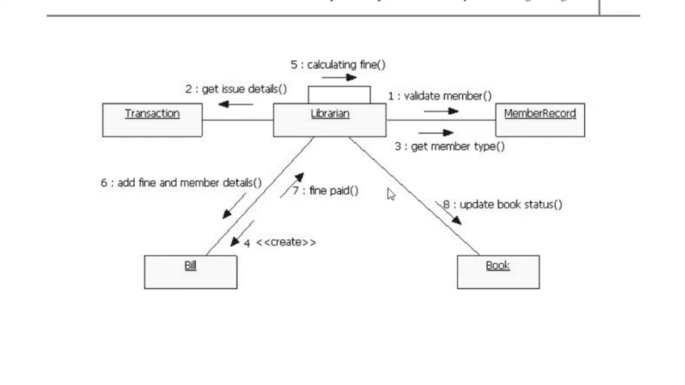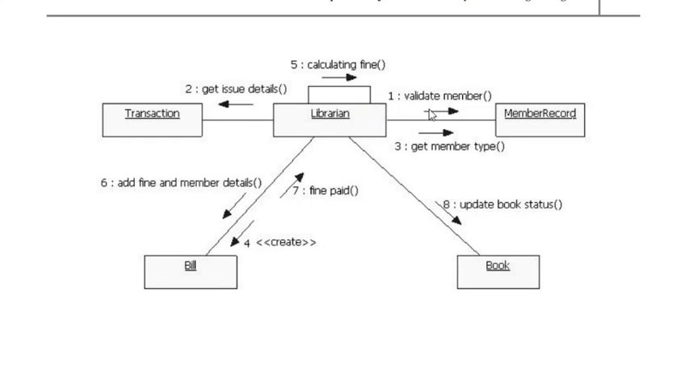Okay, so for example, if a user comes in order to submit a book to the library management system, just see, these are the set of collaborators that are interacting with each other, and let us find out what is the sequence in which the collaboration takes place, and what are the messages that are being exchanged. So first, whenever a user wants to return a book, the user will come to the librarian.